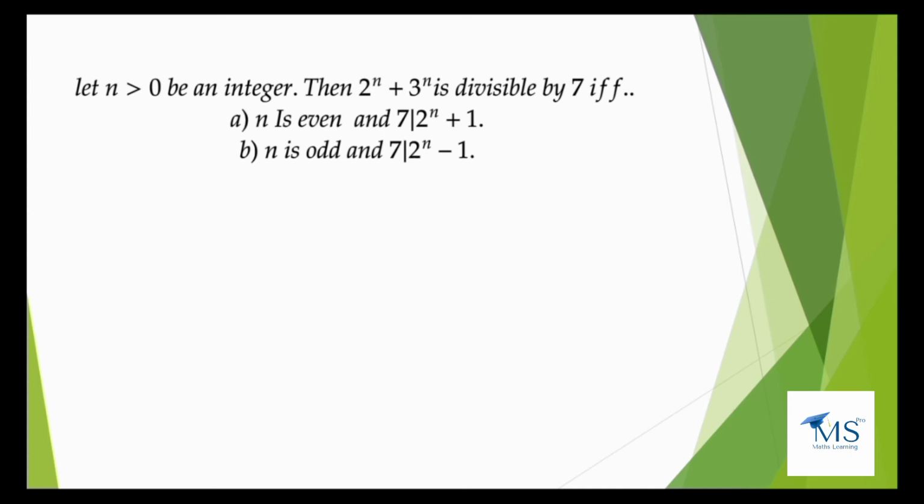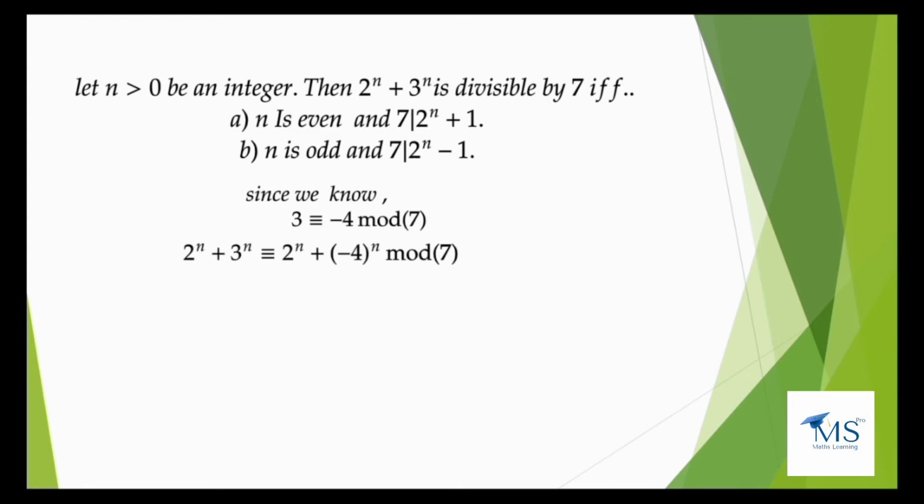So for proving this proposition, we know that 3 is congruent to minus 4 modulo 7, so we can simply use this fact and say that 2 raised to the power n plus 3 raised to the power n is congruent to 2 raised to the power n plus minus 4 raised to the power n modulo 7, and we can rewrite it and say that 2 raised to the power n plus 3 raised to the power n is congruent to 2 raised to the power n multiplied by 1 plus minus 2 raised to the power n modulo 7, and this simply implies that 7 must divide 1 plus minus 2 raised to the power n.